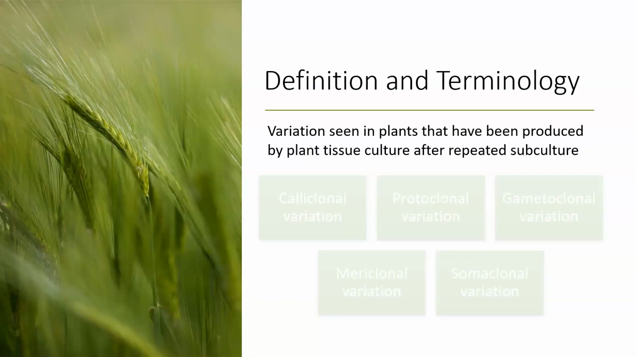Somaclonal variation is the term used to describe the variation seen in plants that have been produced by plant tissue culture or regenerated from cultured somatic cells. Plant tissue cultures isolated from a single explant can show variation after repeated subculture.